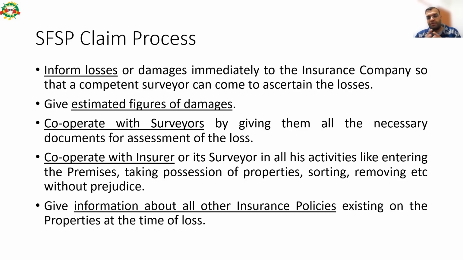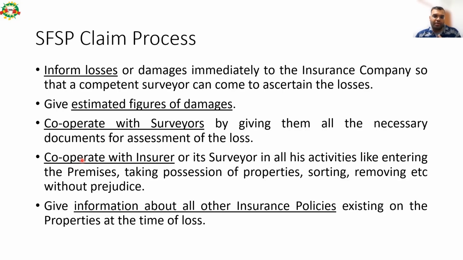SFSP claim process. What is the process of submitting a claim? First, inform losses or damages immediately to the insurance company so that a competent surveyor can come to ascertain the losses. Then give estimated figures of damages. The proposer, the insured, has to give details to the insurance company. Then the insured has to cooperate with the surveyor by giving them all necessary documents for assessment of the loss.